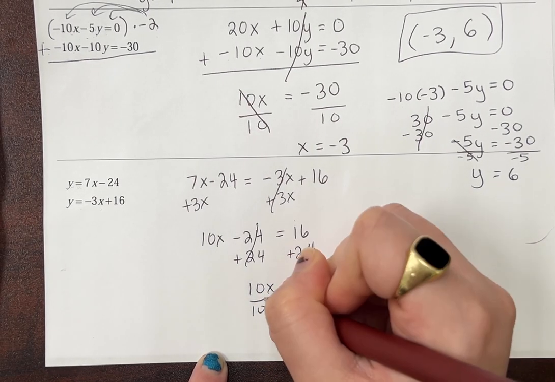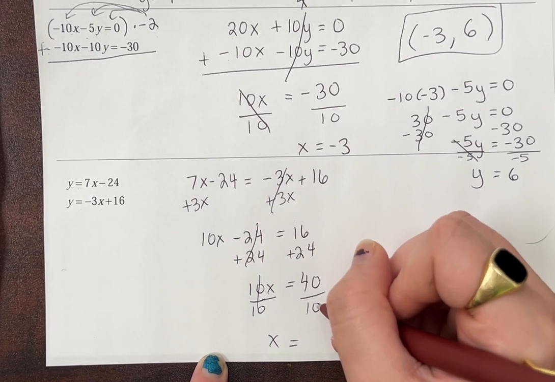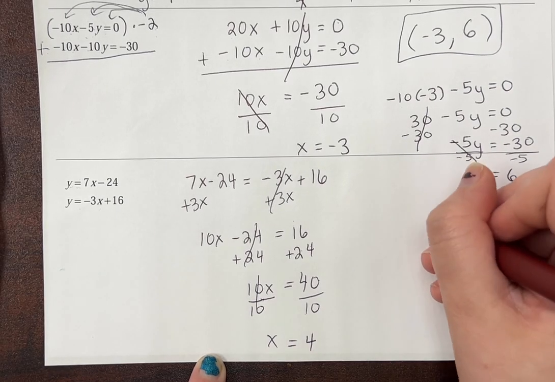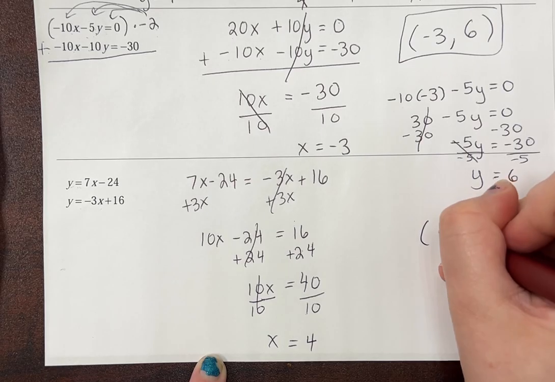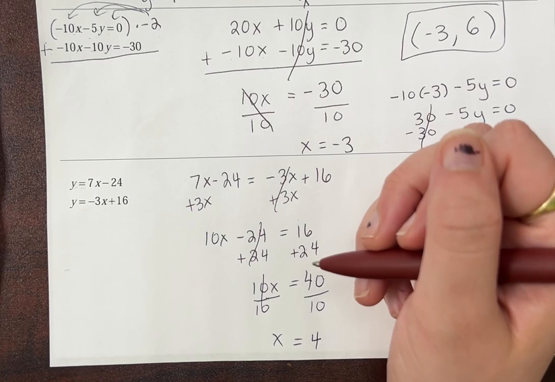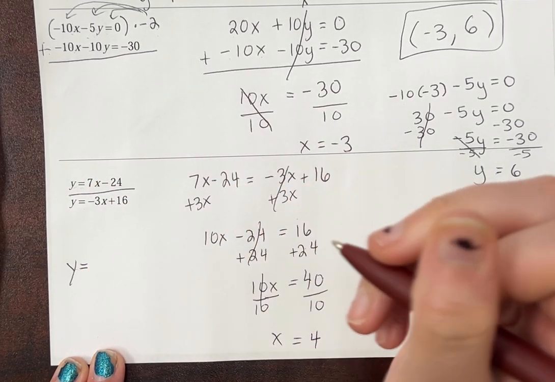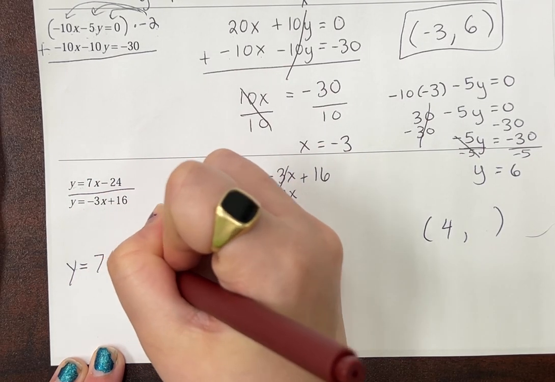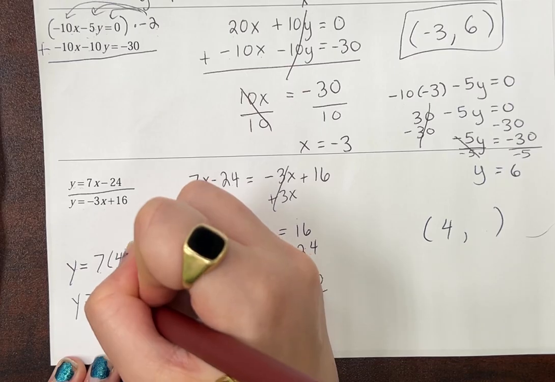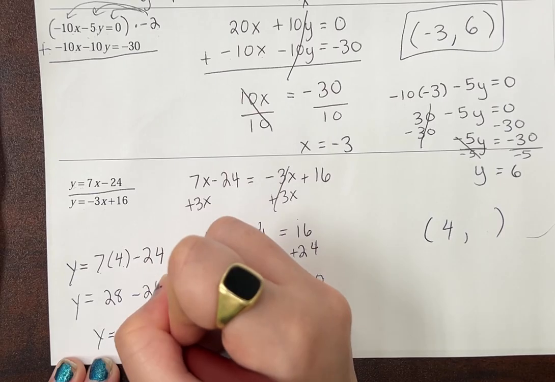And you will have a calculator by the way, but just to know. 40 divided by 10 is 4. So that's half our answer. However, you do need the rest of it. You do need your y. So let's go ahead and just plug it into one of our equations to solve for y. I'm gonna use this one. It's fine. Y equals 7 times 4 minus 24. Y equals 7 times 4 is 28. Minus 24 is 4. Don't forget PEMDAS.